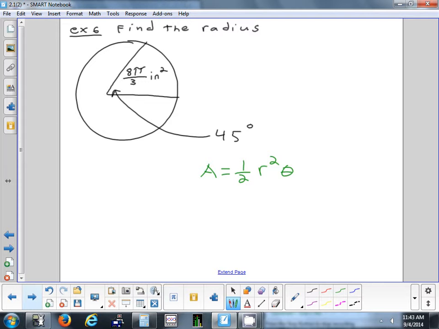Okay, Owen, what's A in this case? 8 pi over 3. Yep. So 8 pi over 3. Good. Okay, 1/2. We're finding the radius, so we're just going to leave that. We don't know it. And theta is 45 degrees. Anybody know what that would be as a radian? Pi over 4. Very good.